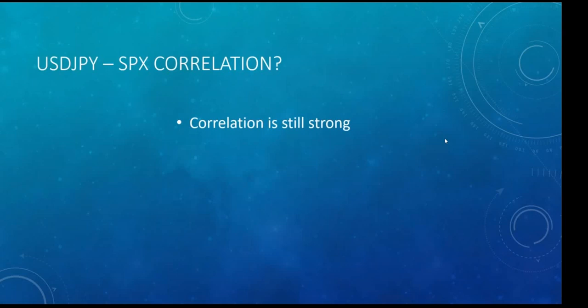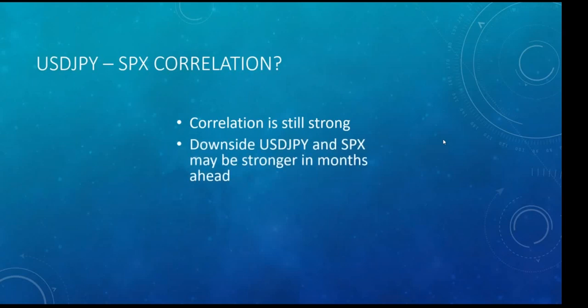But what you'll notice in those charts is the downside in the dollar yen and the S&P may be stronger in the months ahead, because what happens is you're seeing the S&P, when it comes down, since the dollar yen hasn't rallied, you'll see the dollar yen pull down as the S&P starts to hiccup a little bit. And we've actually seen it in the last couple of weeks. We've seen the S&P come off of the all-time highs, and then the dollar yen has been quicker to respond to the downside versus the upside.